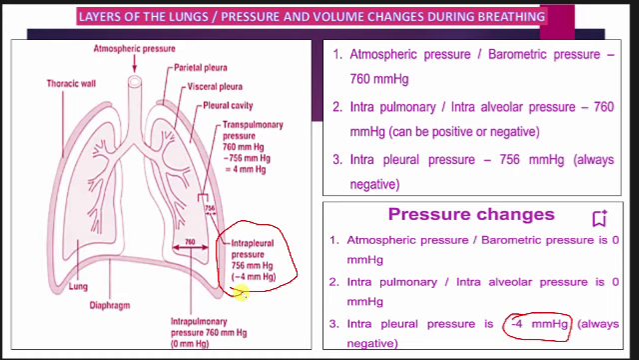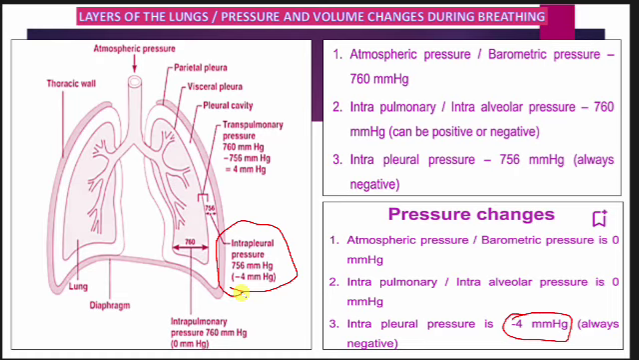We use 756 and 760. Let's use their values in the respiratory tract. Minus 4 millimeters of mercury. Minus 0 millimeters of mercury.